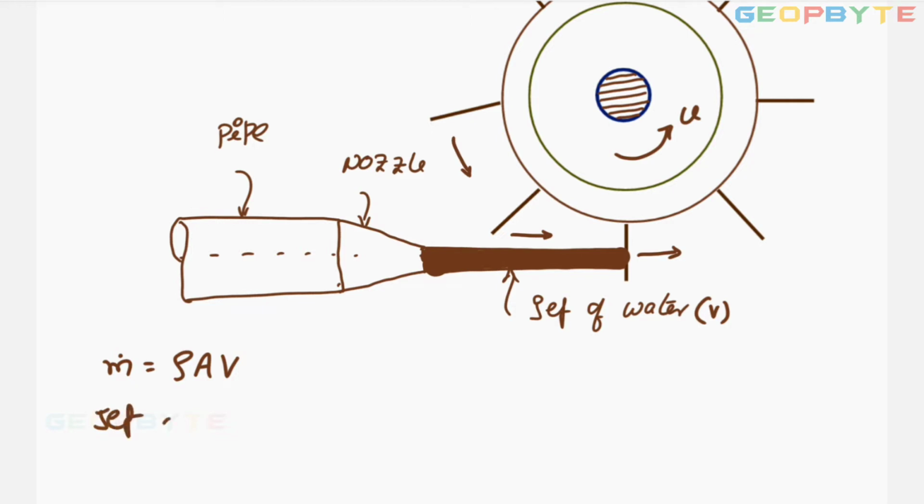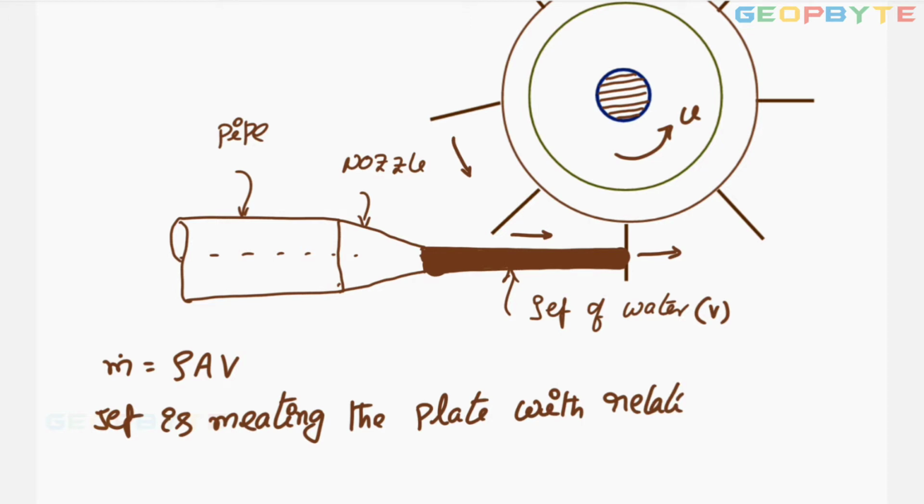Jet is meeting the plate with relative velocity, that relative velocity vr equals v minus u.